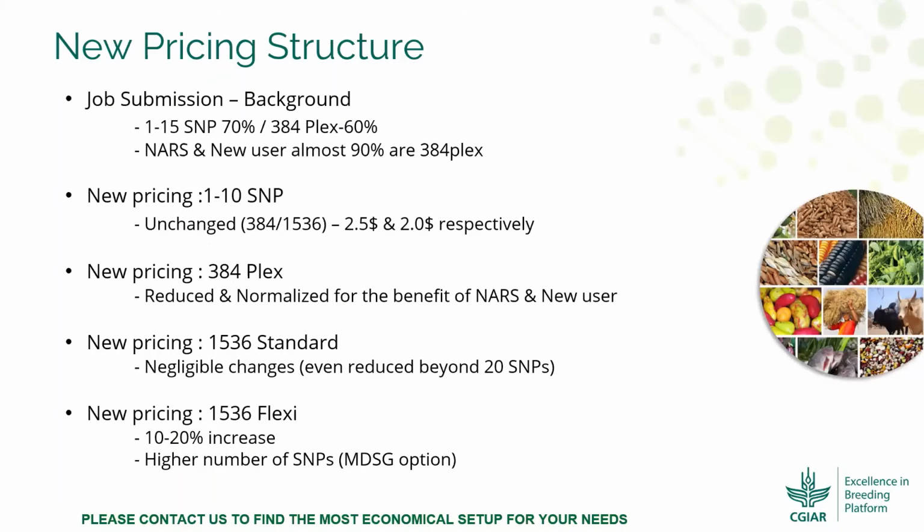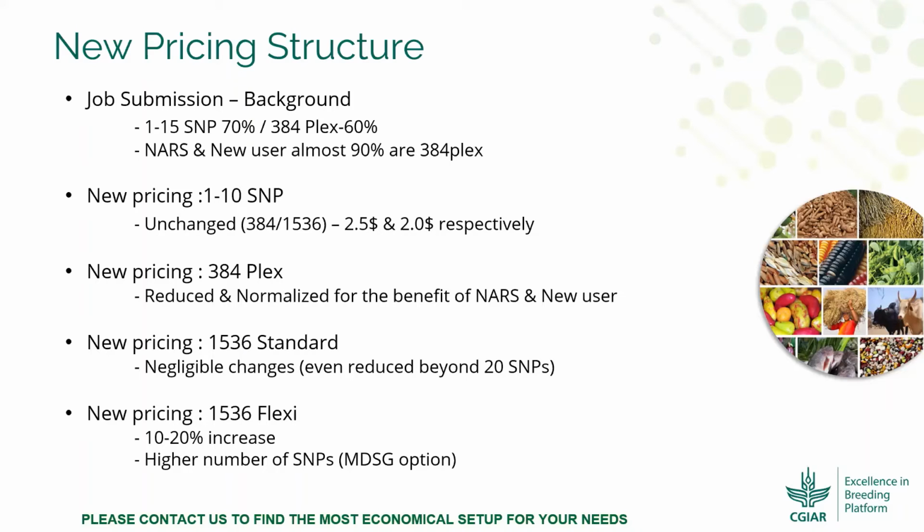So coming to the pricing, what has changed from HTPG to LDSG? We try to keep the pricing as such. There will be no visible change; if anything changes, it might be very little. Before structuring this pricing, we did a homework on earlier job submissions. We saw that 60% of the jobs were 384 sample submissions, and within that, 70% of the submissions require 1 to 15 SNPs. And if you look at the NARs and the new users, almost 90% were submitting 384 samples. Considering these two important aspects, we kept the pricing of 1 to 10 SNPs unchanged.